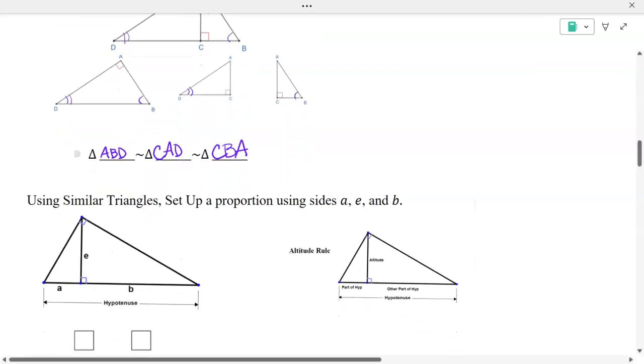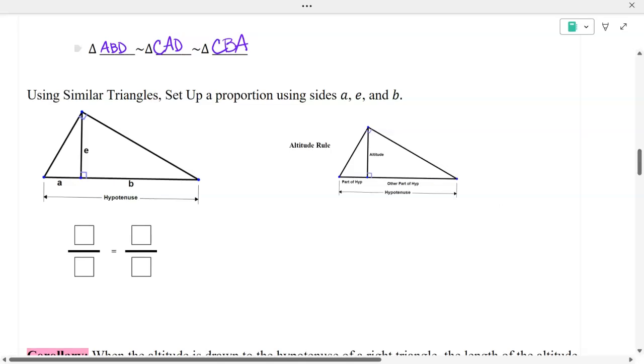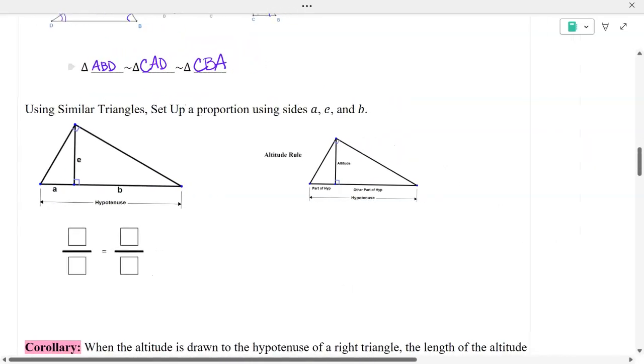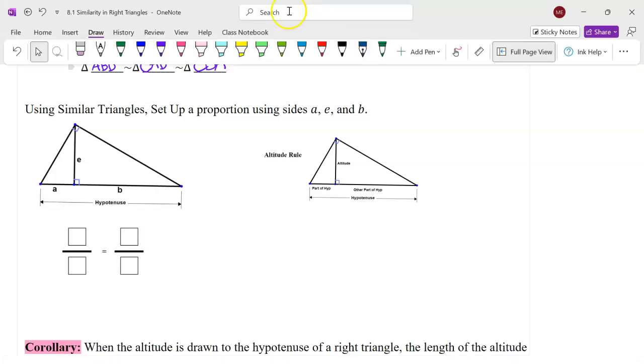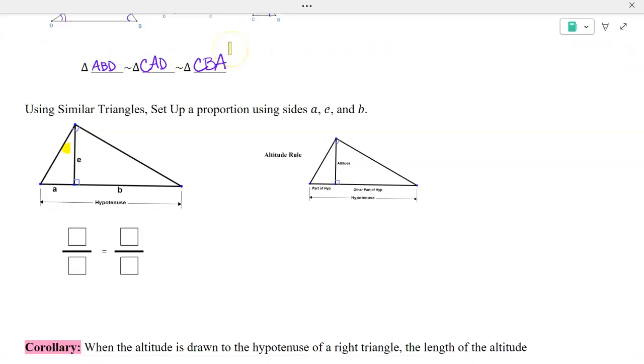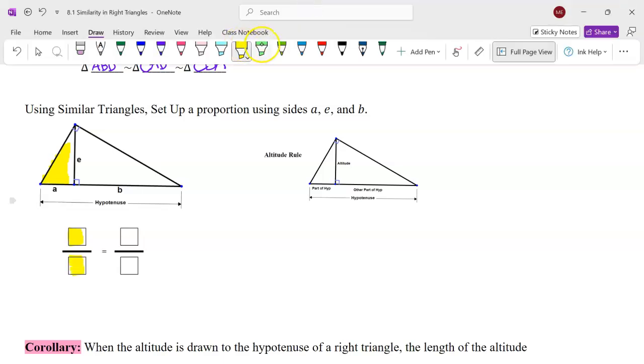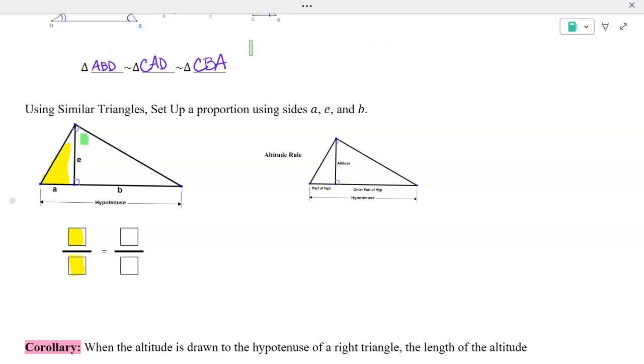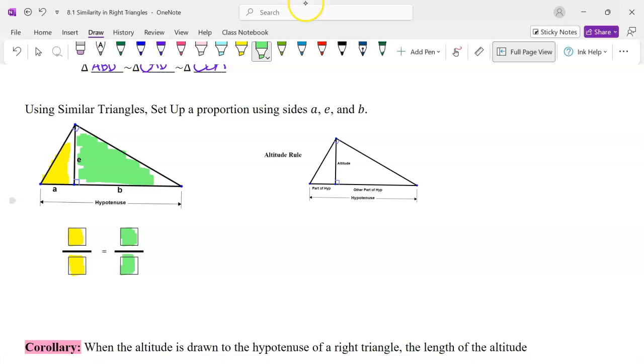So now what I want to do is talk about what kind of proportions we can set up with these similar triangles. So I'm going to highlight some of these triangles to help you see what we're doing. You see over here, this left triangle I'm going to highlight with yellow, and this is going to be the ratio that we have right here on the left. And then I'm going to do the triangle on the right side. I'm going to highlight that, and it's going to be the proportion that we do on the right.